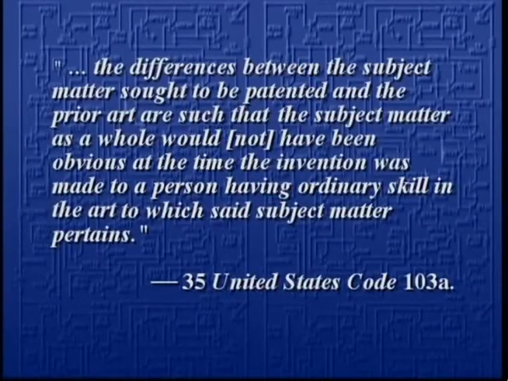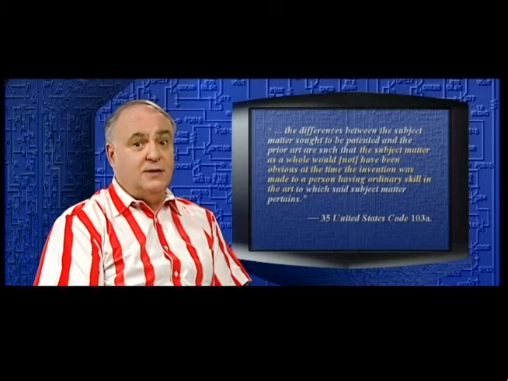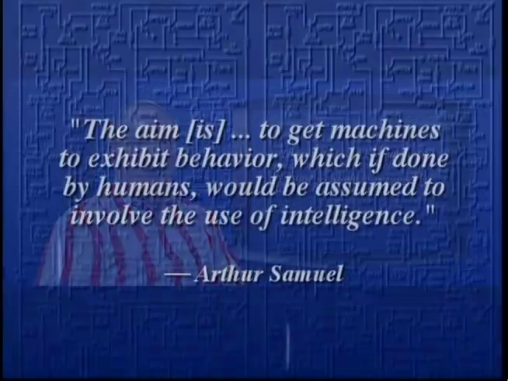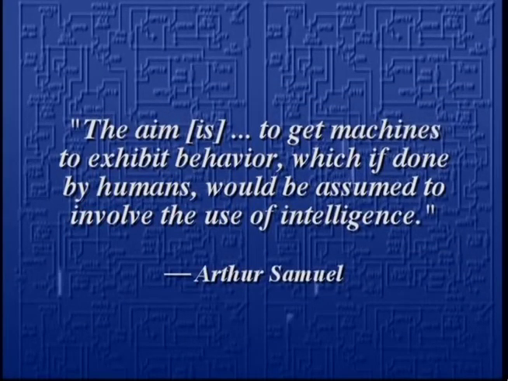Patents are issued only if the proposed invention satisfies the statutory tests for novelty, usefulness, and the differences between the subject matter sought to be patented and the prior art are such that the subject matter as a whole would not have been obvious at the time the invention was made to a person having ordinary skill in the art. The fact that genetic programming has evolved electrical circuits that infringe on previously issued patents establishes that these genetically evolved results satisfy Arthur Samuel's criteria for artificial intelligence and machine learning.